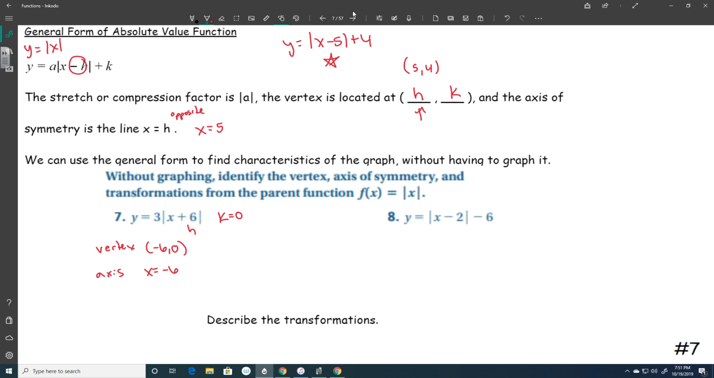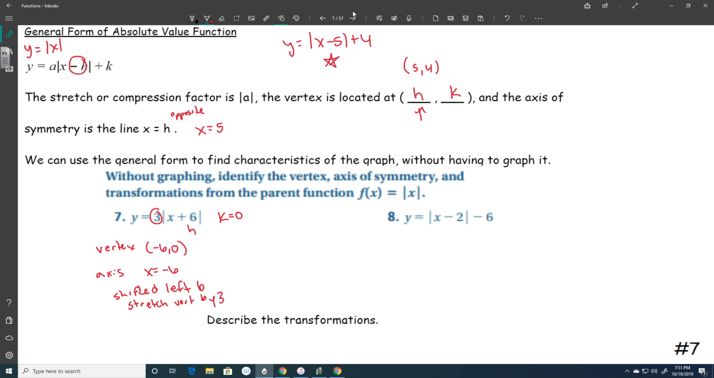And then it wants us to identify the transformations. So this graph right here is going to be shifted. This +6 means it's going to be shifted to the left 6 places. And the 3 in front means it's going to be stretched vertically by 3.